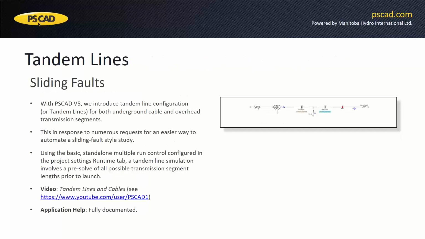Tandem lines. This feature has been around for quite a number of years, and basically uses a combination of multiple run and a tandem configuration in the transmission lines. So you can set up two lines with a fault in between them. PSCAD will automatically solve all the possible line length combinations and then launch a multiple run and mimic a sliding fault down the line. If you want to find out more about this, there's a great video on our YouTube channel that demonstrates how it's used.